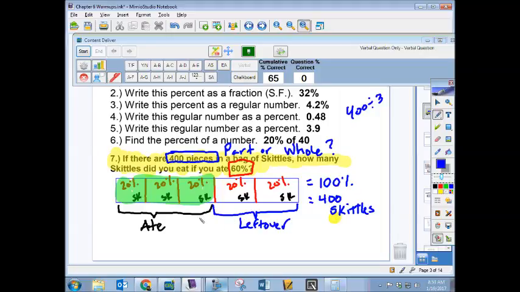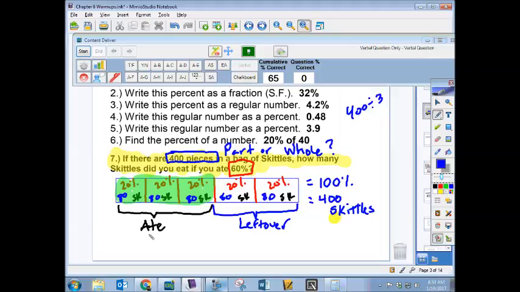Okay, so we've got to figure out how many Skittles are going to go into each. So we are going to go in here. We're going to do 400 divided by 5. That's going to give me 80 Skittles in each one, right? 80, 80, 80. Now we just got to be careful readers. Are we trying to figure out how many Skittles we ate? Or are we trying to figure out how many Skittles we have left over? What's the question asking for? Deja?